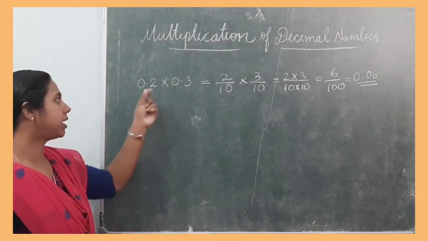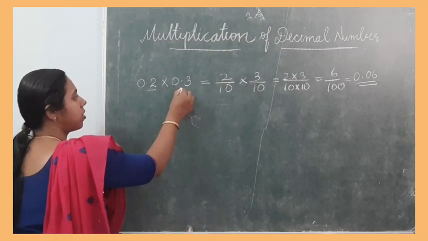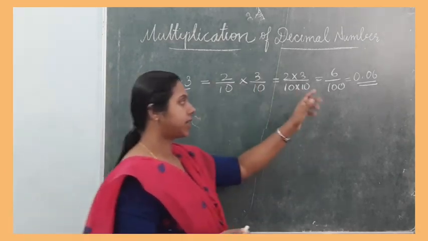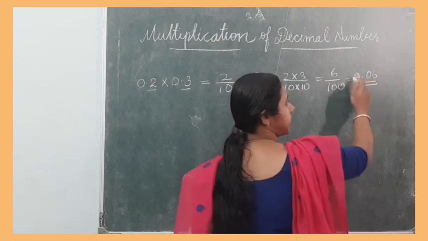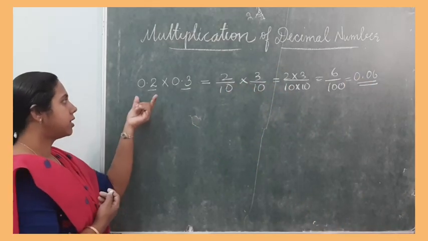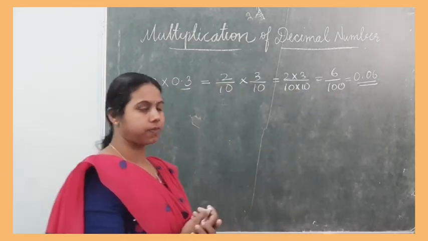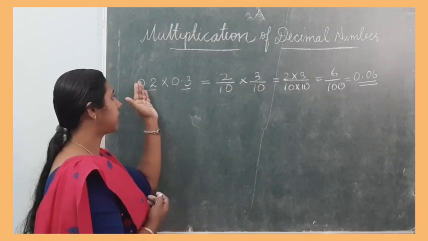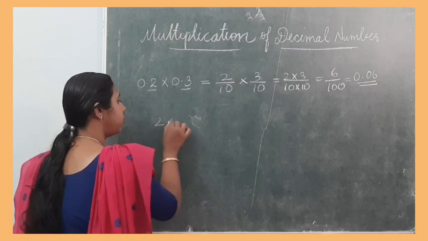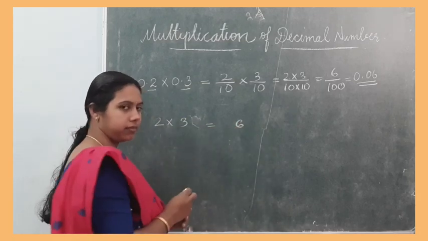Just look at the question here. How many decimal points are there? In the first number, 1 decimal point. Here also 1 decimal. Total 1 plus 1, 2 decimal points. Look at your answer. In your answer, there are 2 decimal places. So when you observe this, you can see that 0.2 into 0.3, we got 0.06. So when you multiply this as a whole number, ignore the decimal point, just multiply as a whole number. 2 into 3. 2 3s are 6.